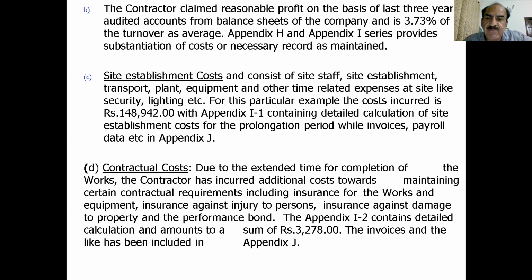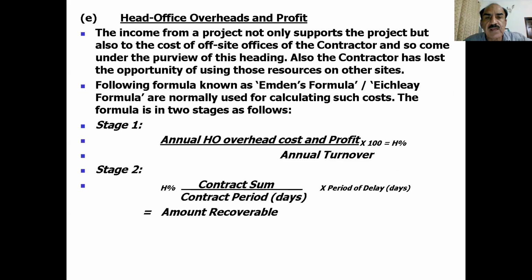Contractual cost. Due to extended time for the completion of the work, the contractor has incurred additional cost towards maintaining certain contractual requirements, including insurance for the work, equipment, insurance against injury to persons, insurance against damages to property, and performance bond. The appendices in the next slides would tell us the cost of such contractual items.